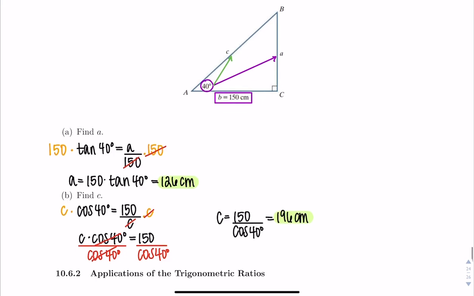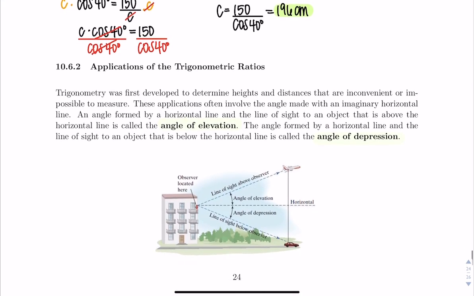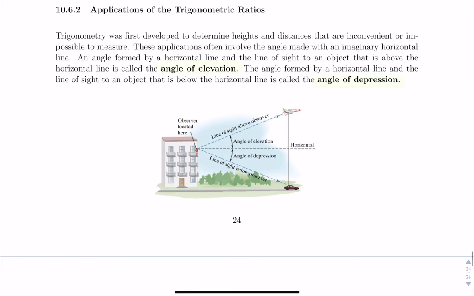And we just want to finish up this section with some applications of trig ratios. So trig was first developed to determine heights and distances that are inconvenient or impossible to measure. These applications often involve the angle made with an imaginary horizontal line. An angle formed by a horizontal line and the line of sight to an object that is above the horizontal line is called the angle of elevation. The angle formed by a horizontal line and the line of sight to an object that is below the horizontal line is the angle of depression.